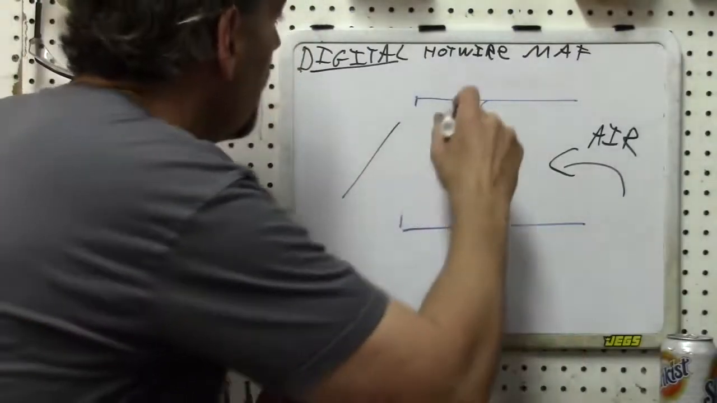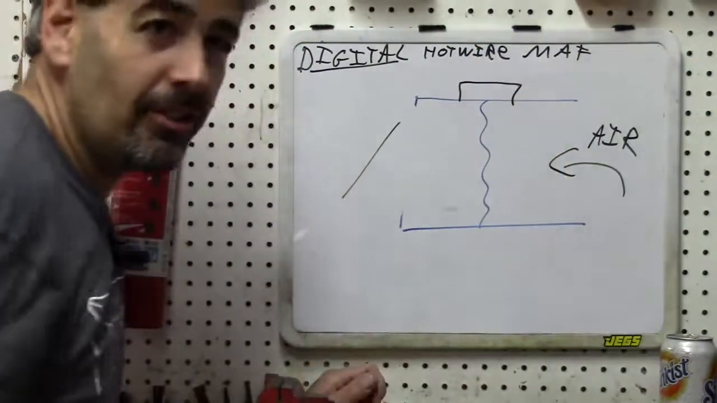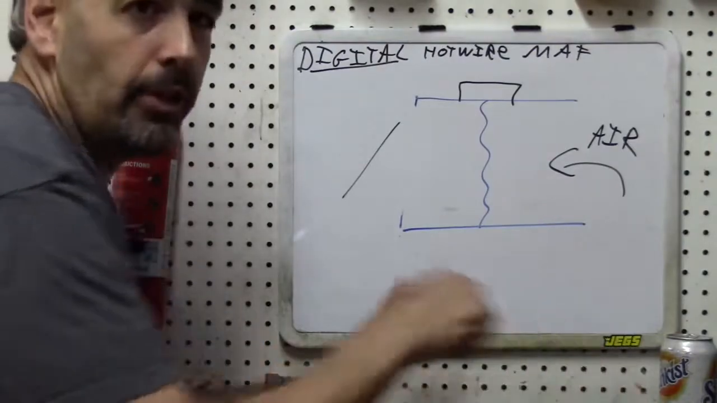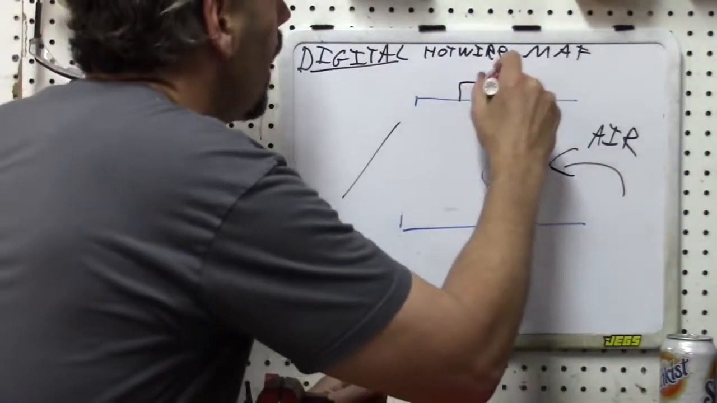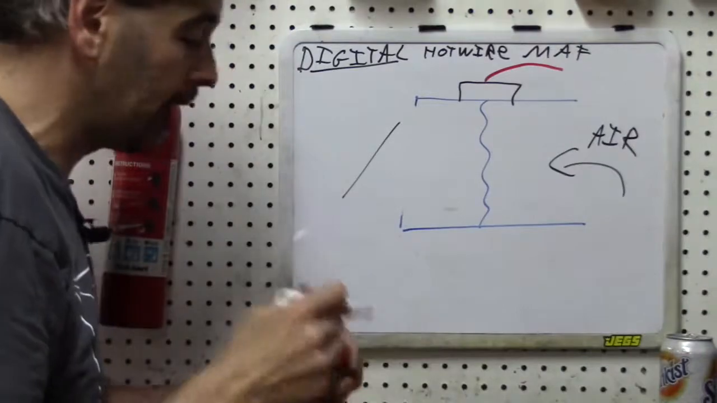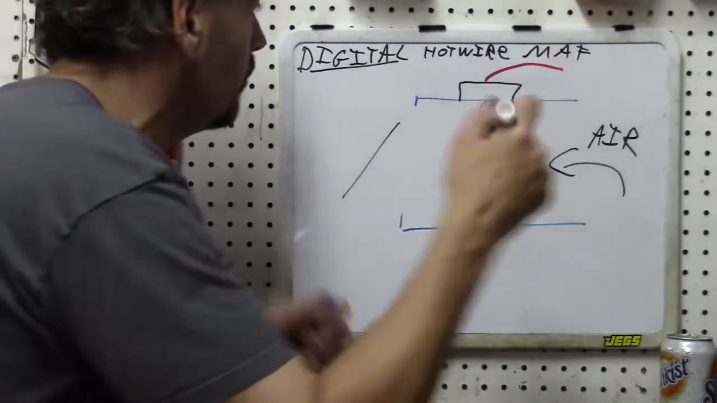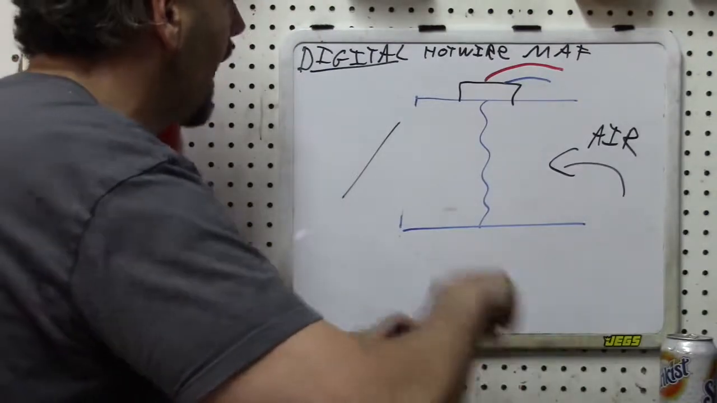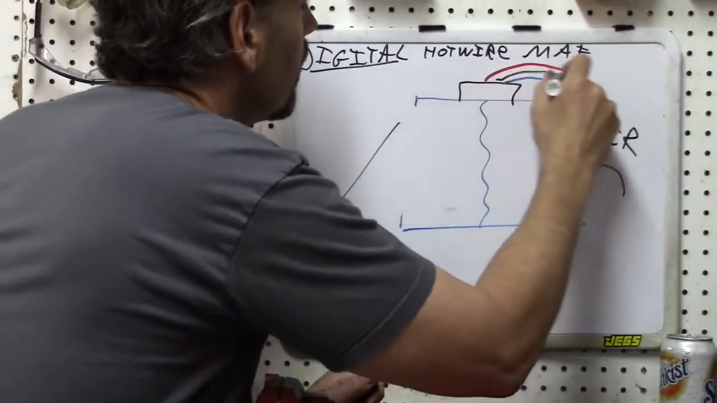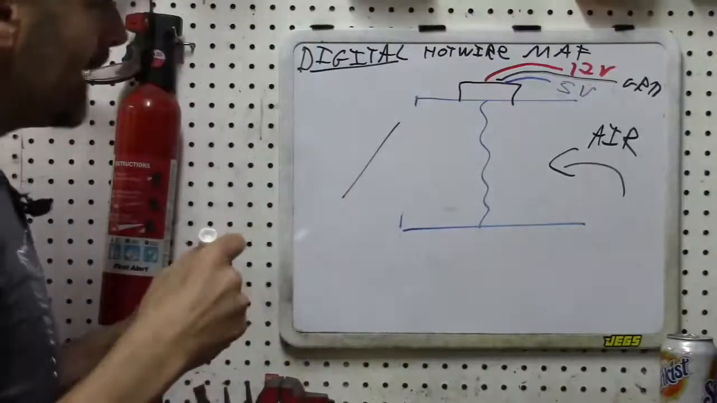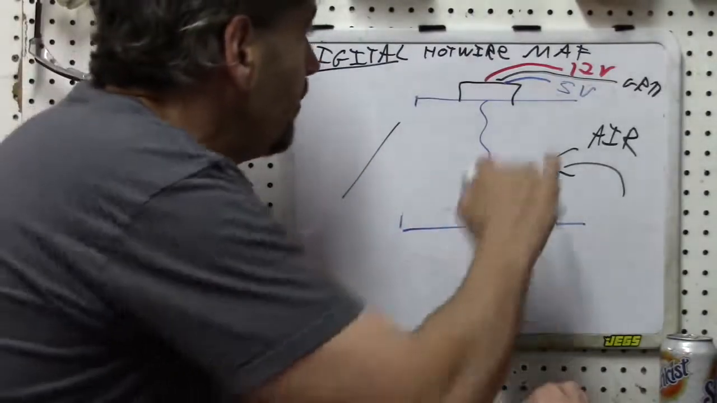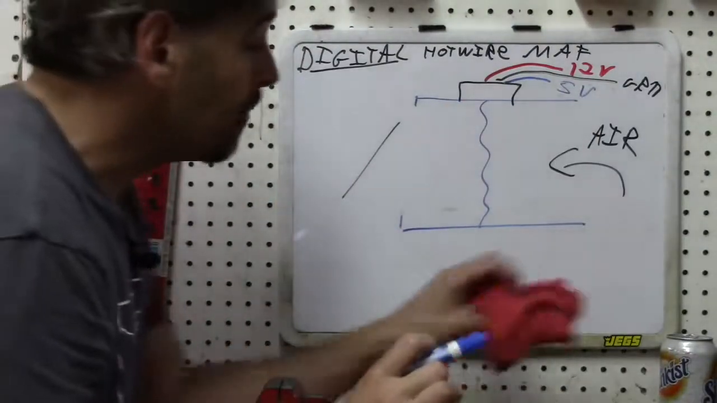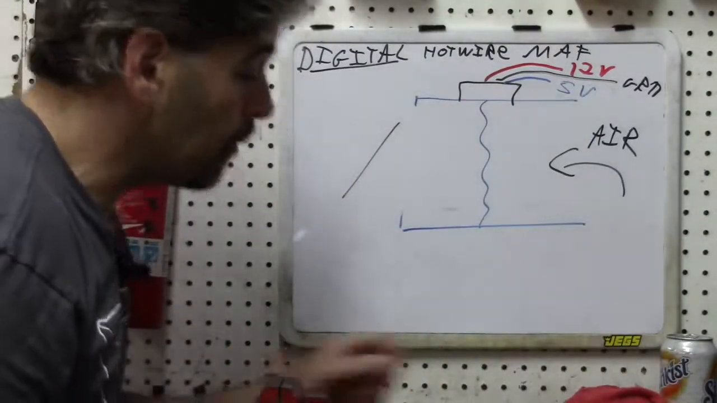Now, your digital MAF is going to be indistinguishable from your analog MAF because it is going to have exactly the same wire pattern, either 3 or 4 wires, depending whether 1 or 2 grounds are used. You will have a signal wire, the power wire, and of course, the ground. And the difference is instead of a change in voltage that is sent to the PCM, there is going to be a change in frequency of the signal.